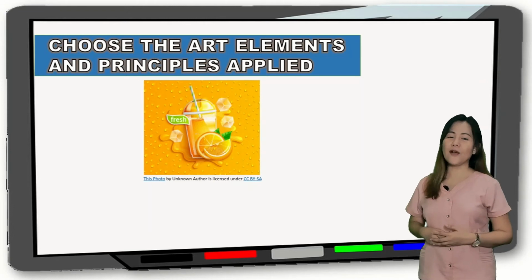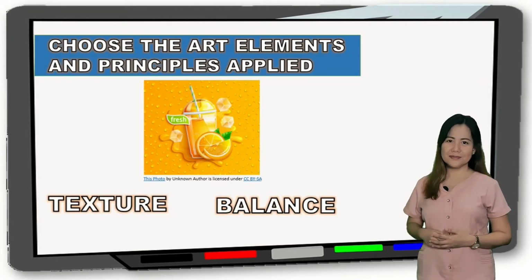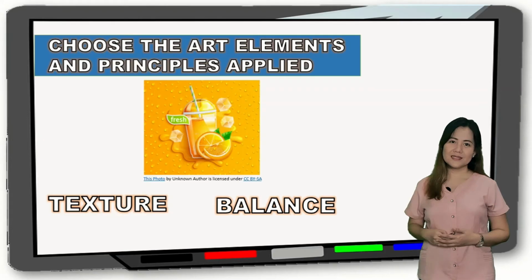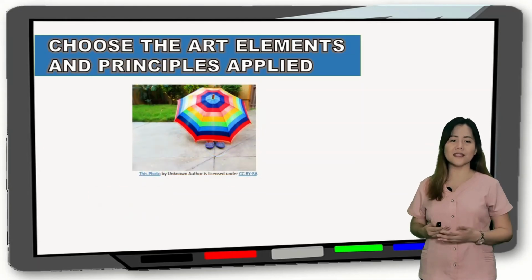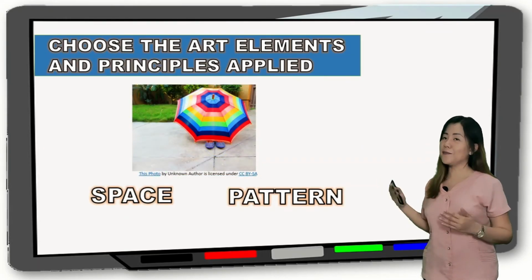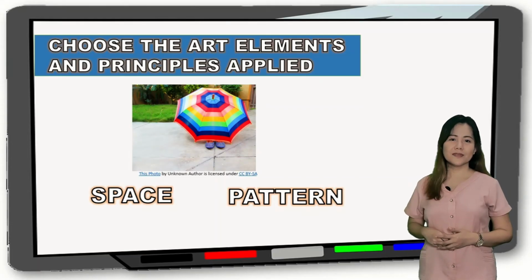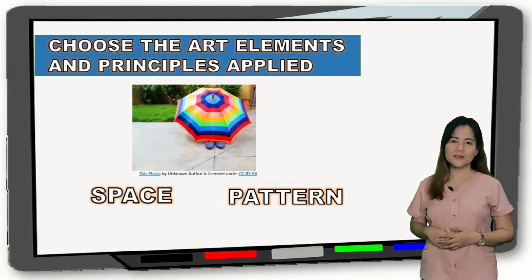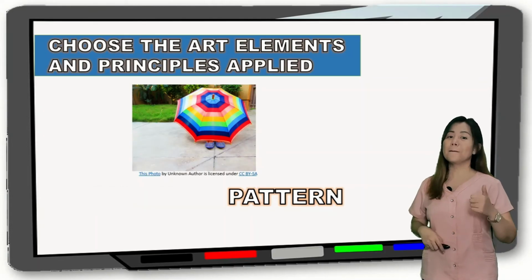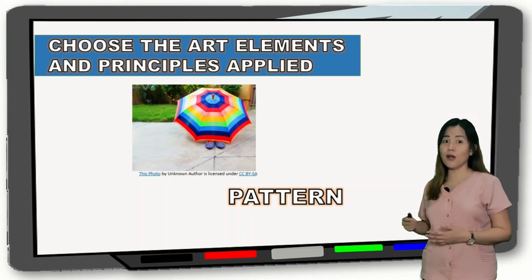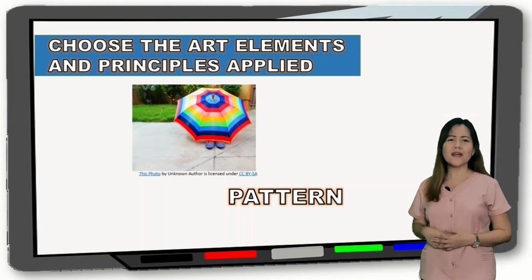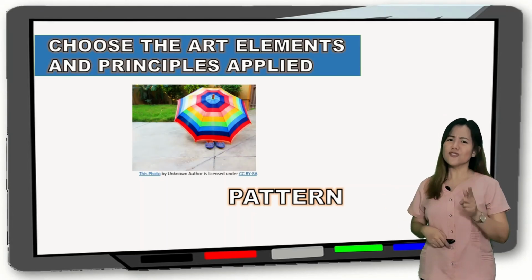Number 4, Tang Orange Juice. Amazing! The answer is texture because it has a feel of coldness. And then last, umbrella. Correct. It's pattern. Obviously because it has a repeated pattern and also colors. Good job, artist. I think you are ready for a fun-filled activity.